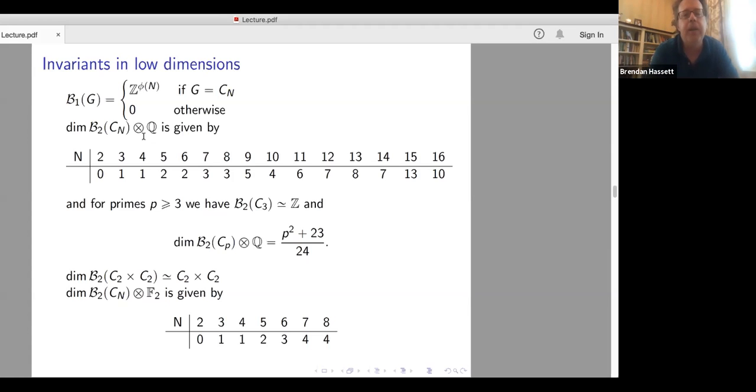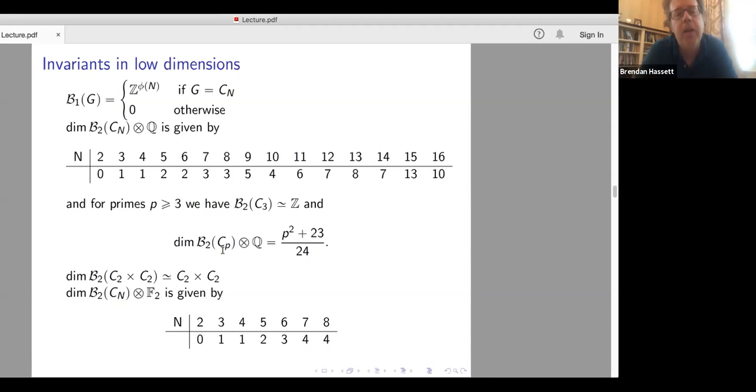And so I tabulated the first few ranks here. And so this is all in dimension 2 and letting the order of the cyclic group grow larger. And so for primes, there's a pretty nice expression for these groups. So for the cyclic group of order 3, you get something of rank 1. And for cyclic groups of order p greater than 5, where p is a prime, the rank is given by this formula.